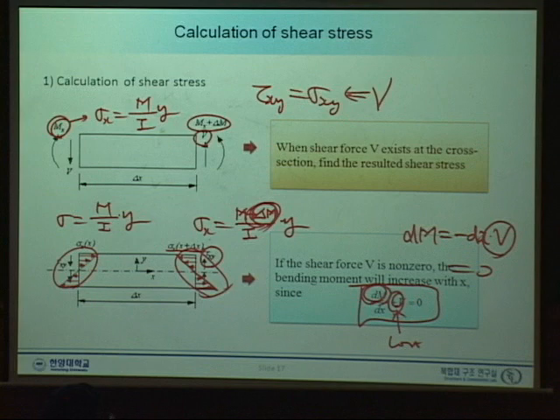Again, sigma x on the left hand side and sigma x on the right hand side, they are different. Why? Because there is the moment increment. But again, why do you have a moment increment? Well, that is because we have a non-zero shear force. So this non-zero shear force is causing different sigma x, and they are different because the shear force exists.